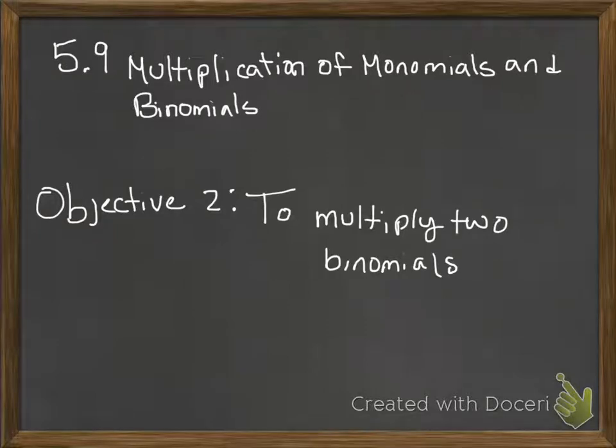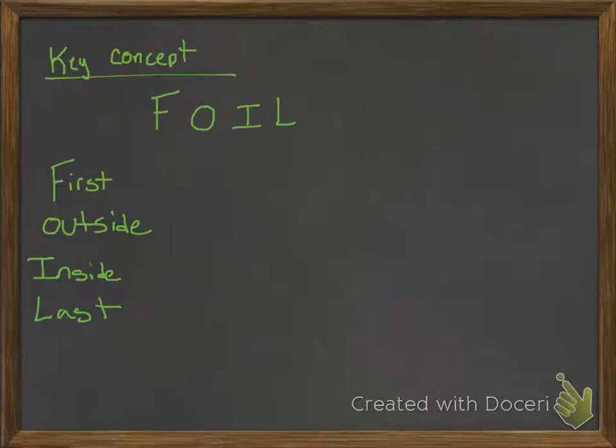5.9 multiplication of monomials and binomials. So now we're going to multiply two binomials, which you may have done before, but we're now going to go into a little bit further. So the first key concept here is something that potentially you've heard. If you haven't, we need to listen closely.